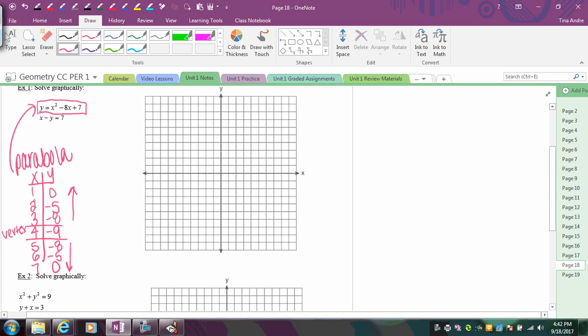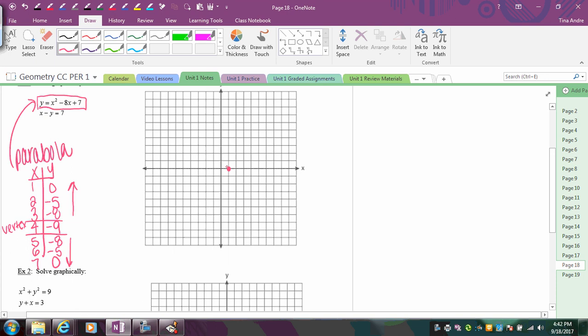So now I can go ahead and just plot these on the graph. So I have 1, 0. I have 2, -5. So 1, 2, 3, 4, 5. I have 3, -8.